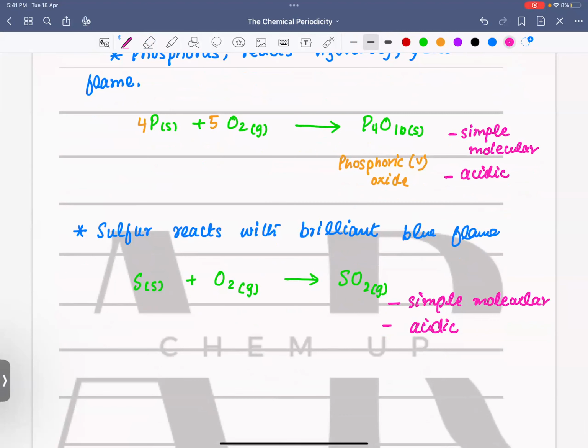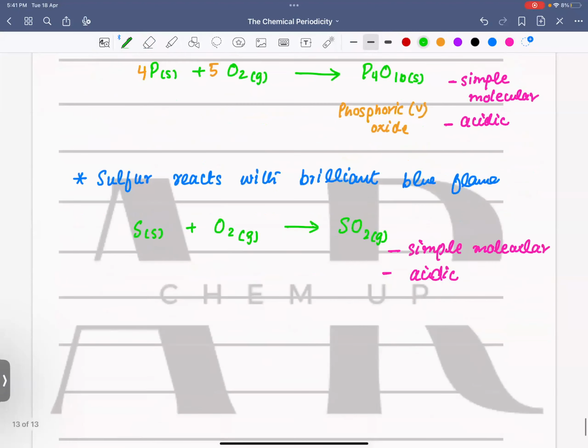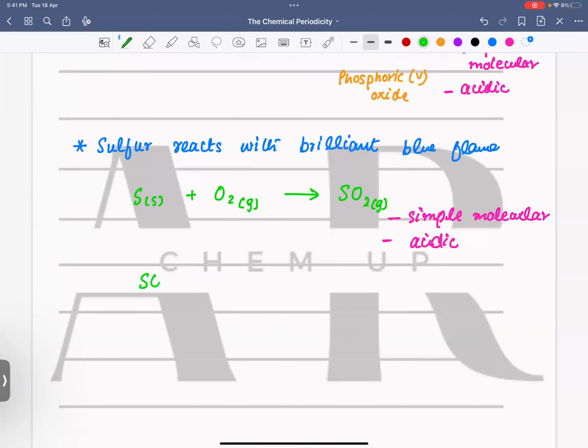Now, there is another thing that you need to remember, that this sulfur dioxide gas formed over here reacts further with oxygen. And as a result, it turns into another sulfur oxide, which is sulfur trioxide. Is this clear to everyone?